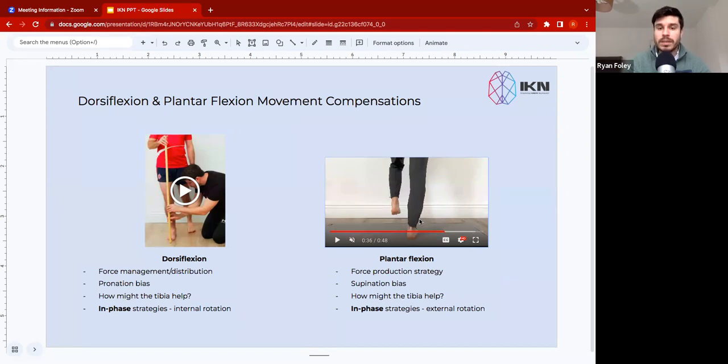Okay, so this is how we structure our assessments. We look at the interaction between segments and we describe them through the capacity to either concentrate movement at a particular joint segment, or if we're using an in-phase strategy to drag neighboring segments in the same direction. Okay, and you can see both these representations through ankle dorsiflexion and ankle plantar flexion.